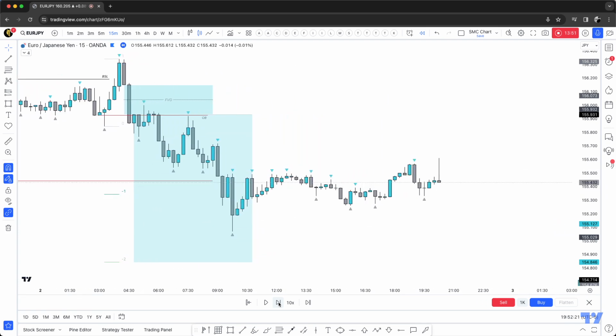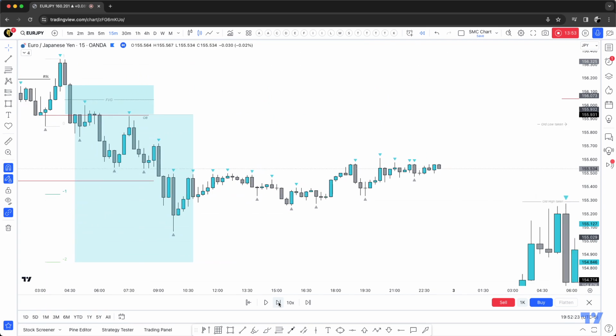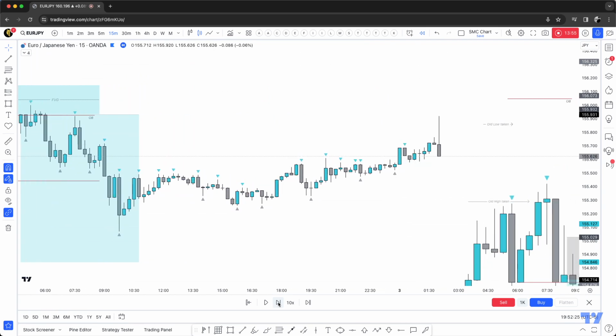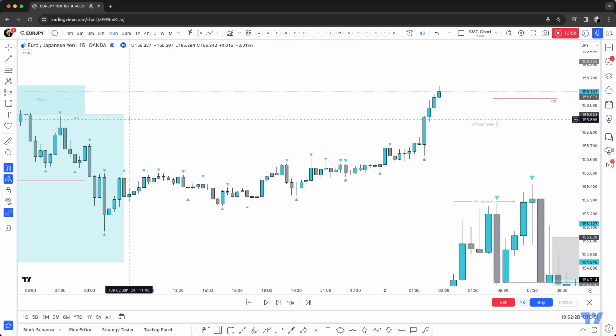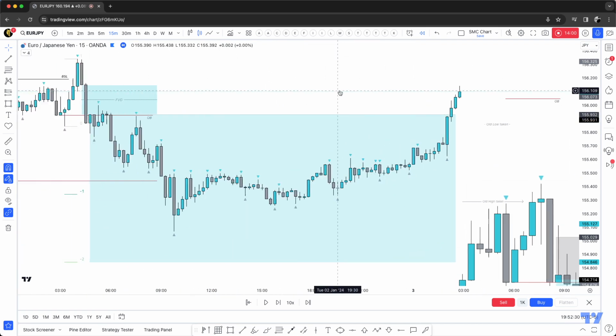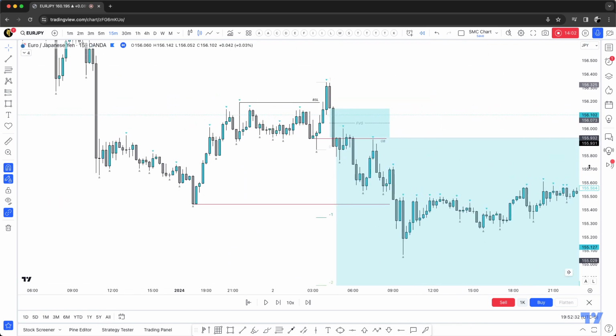It's getting very choppy, very indecisive. Probably we're going to get stopped out. And this is where we are. Yeah, there we go. So you got out on break even. But you get the idea.